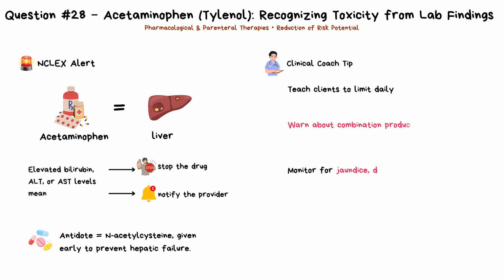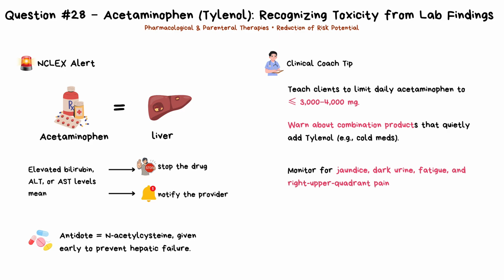Now, your clinical coach takeaway. Teach clients never to exceed 3 to 4 grams of acetaminophen per day. Remind them that many over-the-counter cold or pain medications secretly contain Tylenol, so the total dose can add up fast. Watch for early warning signs: jaundice, dark urine, fatigue, and right upper quadrant pain. These subtle cues often appear before full liver failure develops.